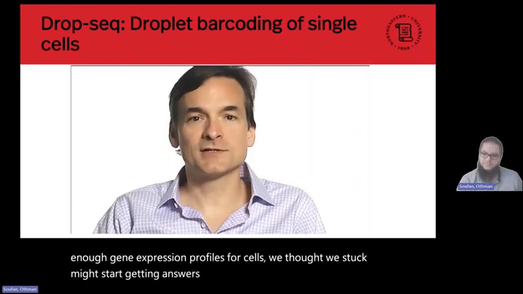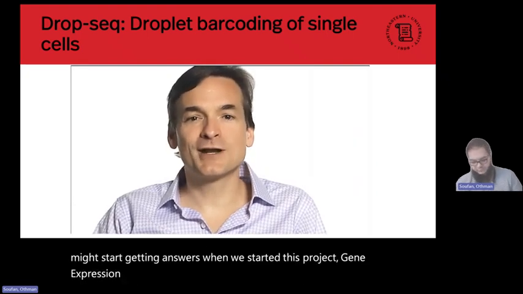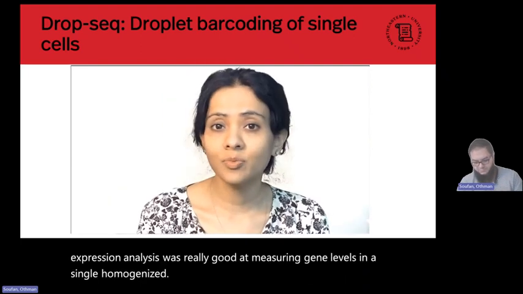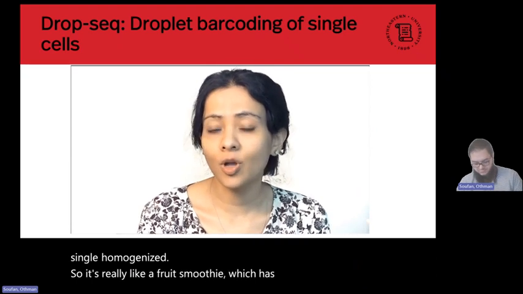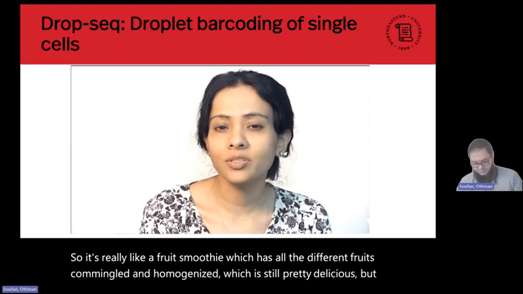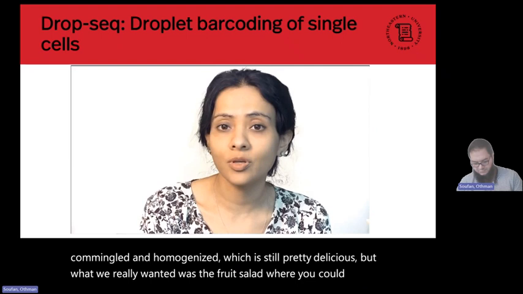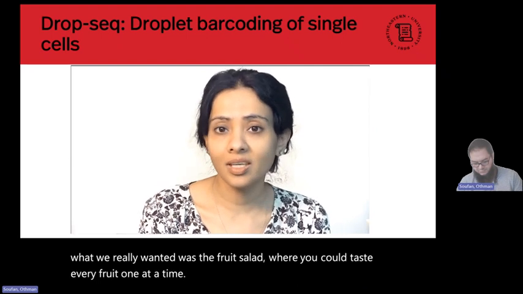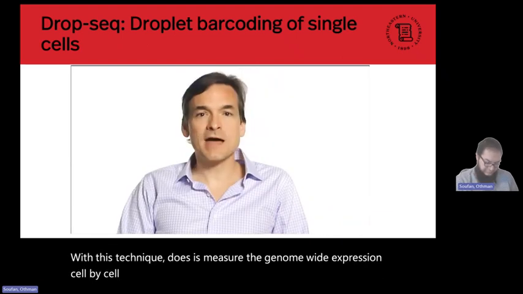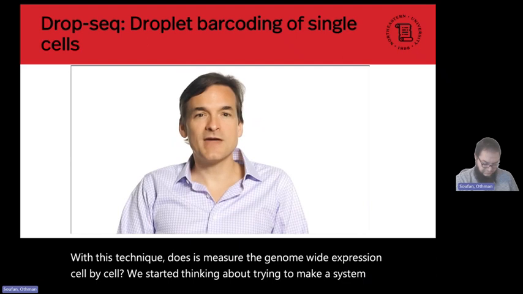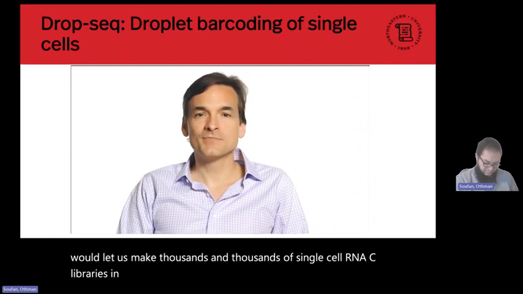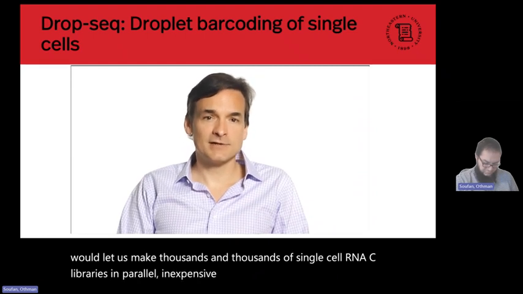When we started this project, gene expression analysis was really good at measuring gene levels in a single homogenized sample. So it's really like a fruit smoothie, which has all the different fruits commingled and homogenized, which is still pretty delicious. But what we really wanted was the fruit salad, where you could taste every fruit one at a time. What this technique does is measure the genome-wide expression cell by cell. We started thinking about trying to make a system that would let us make thousands and thousands of single-cell RNA-seq libraries in parallel, inexpensive, easy experiments.